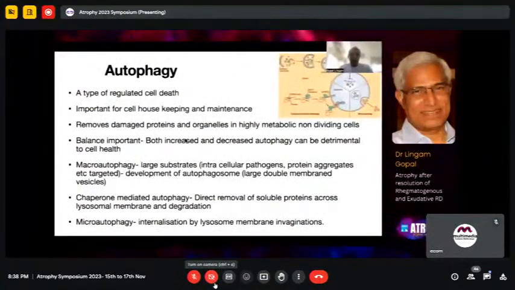Autophagy is another important way of regulated cell death, which is important for the cell housekeeping and maintenance. It removes the damaged proteins and organelles, especially in these highly metabolic, non-dividing cells. Macroautophagy refers to removal of large substrates, while microautophagy refers to removal of small protein molecules which are malformed or misfolded, removal by lysosome membrane invaginations. The balance is important because both increased and decreased autophagy could be detrimental to the cell health.